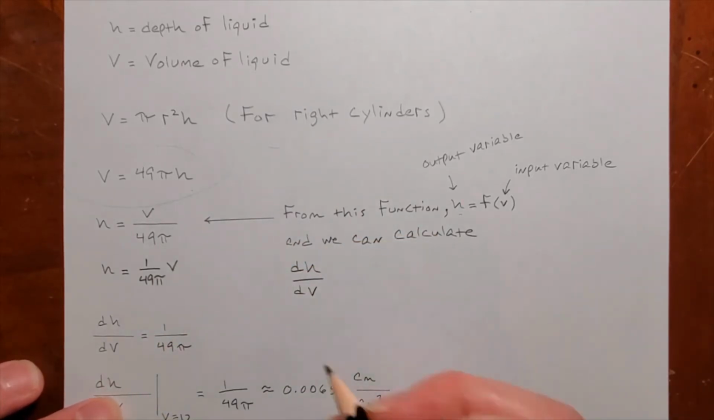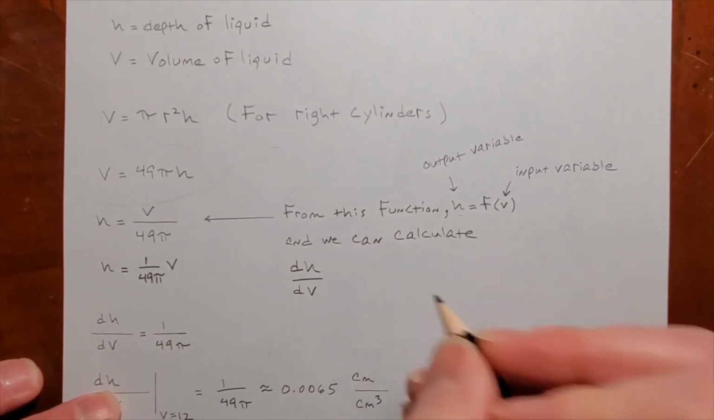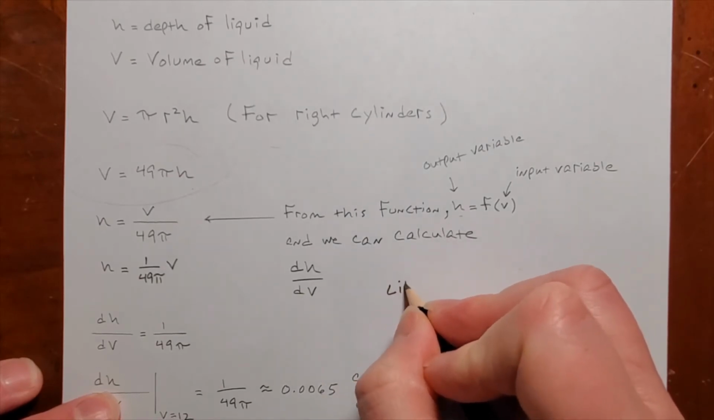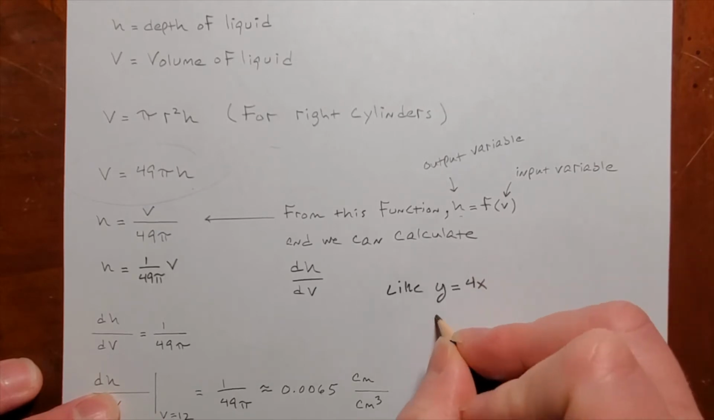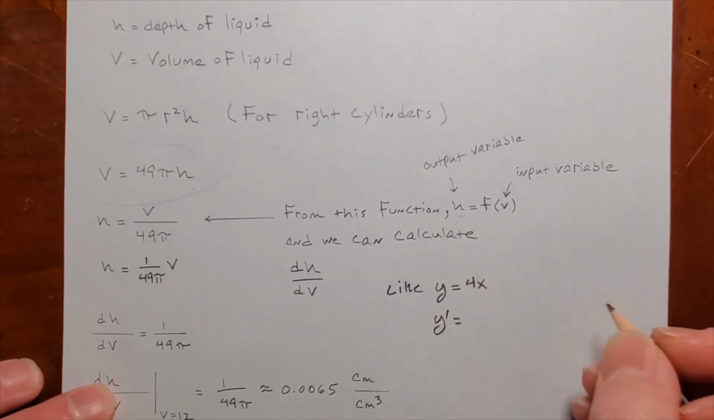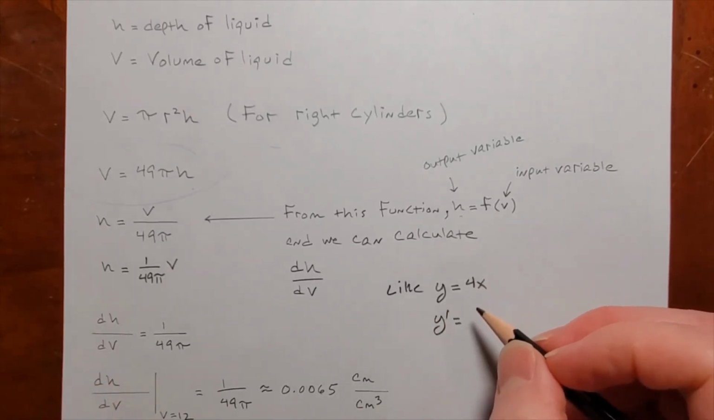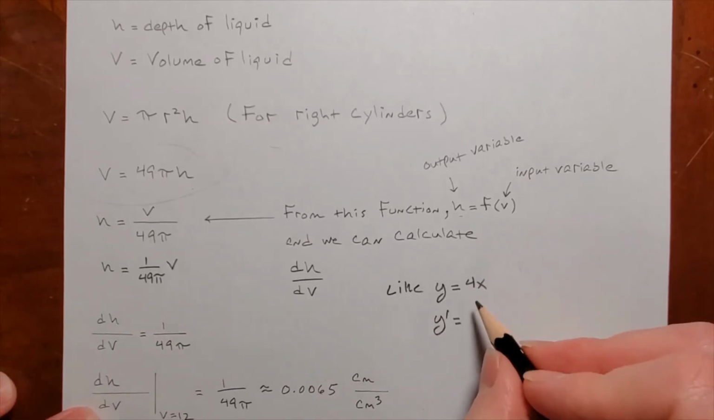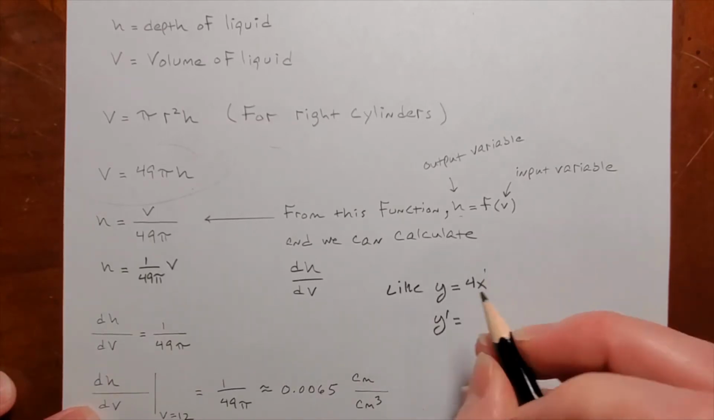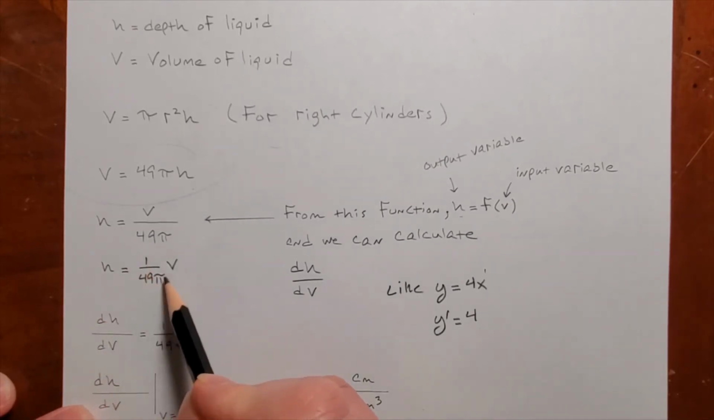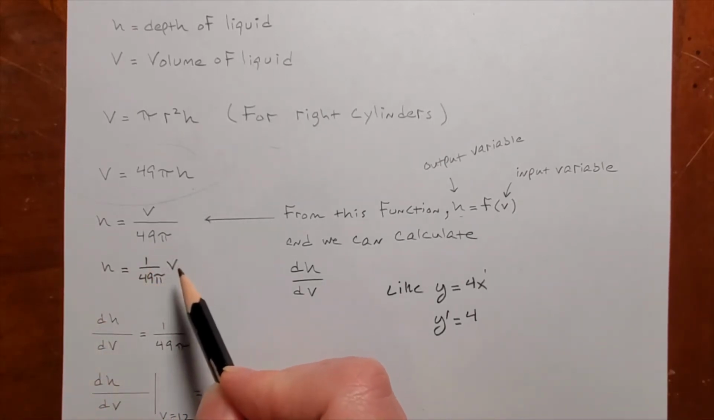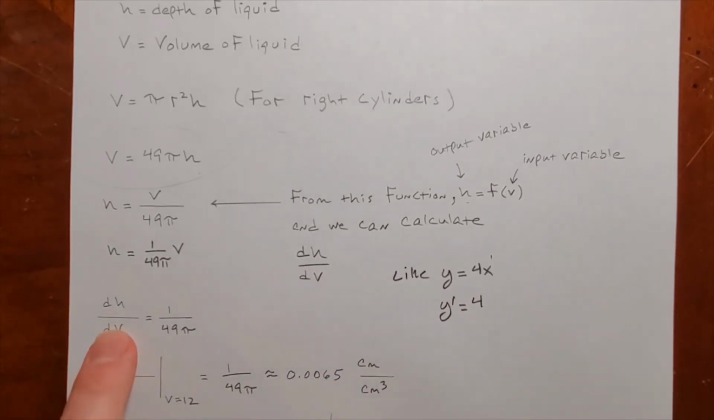It's like saying, we'll give an analogy, okay? Suppose you had y is equal to 4x. What's y prime? And we've been over this before. We've learned the rules already. Well, 4x to the first power, y prime is 4. So this is 1 over 49 pi times v to the first power. V is the variable. So the derivative is going to be that coefficient, 1 over 49 pi.